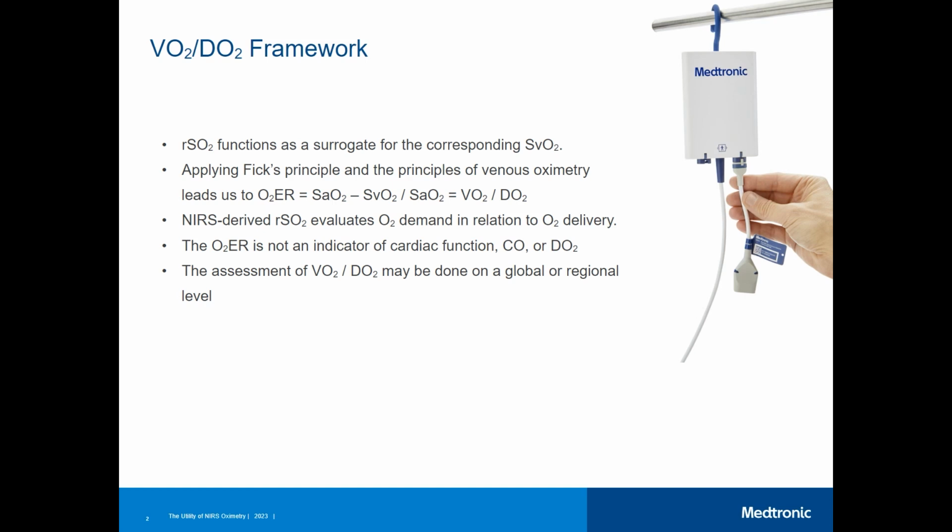As Fick's equation illustrates, the oxygen extraction ratio evaluates oxygen demand in relation to oxygen delivery for that tissue being evaluated. For this reason, the oxygen extraction ratio is not an indicator of cardiac function, cardiac output, or oxygen delivery. And as we mentioned previously, NIRS oximetry enables us to assess the relationship between VO2 and DO2 on a global as well as regional level.